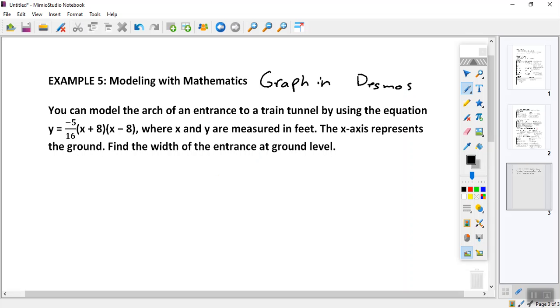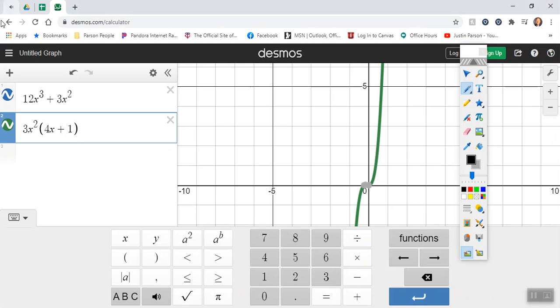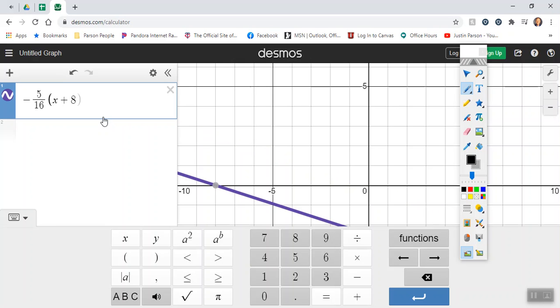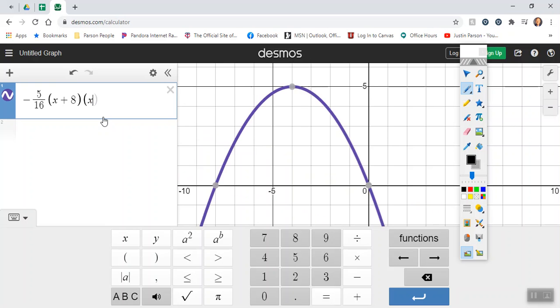Okay. How about a volunteer to read that model for me? What did it say? Was it negative 5/16 out front there, kids? Negative 5/16. Okay. Parentheses, x plus 8, parentheses, another parentheses, x minus 8. X minus 8?